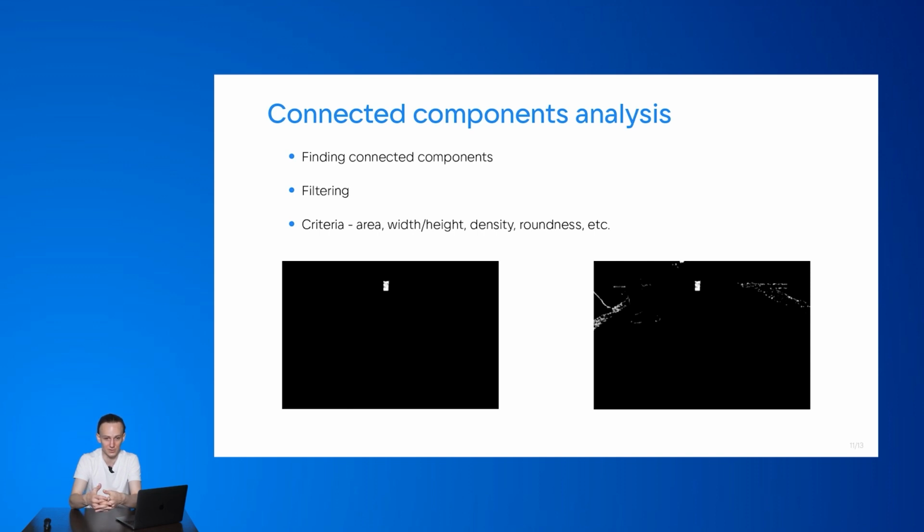And the last two are X and Y, so just the spatial placement of this area in the mask. And with these statistics at hand, we can filter the connected components. We can delete the small ones, we can delete the big ones if we're interested in detecting just the small objects in the frame.